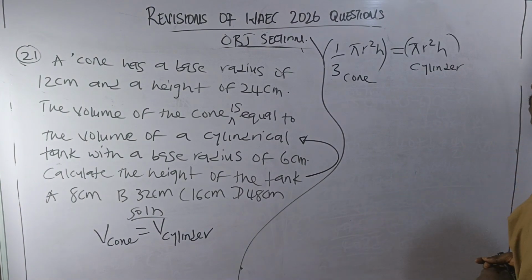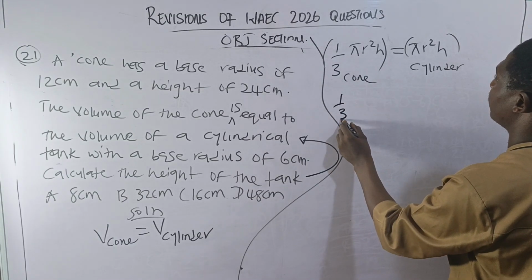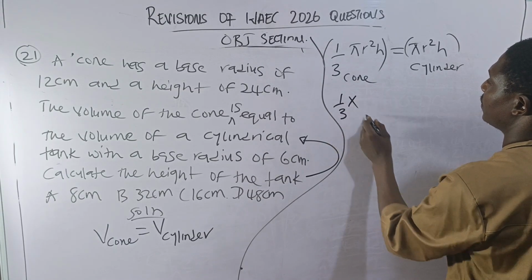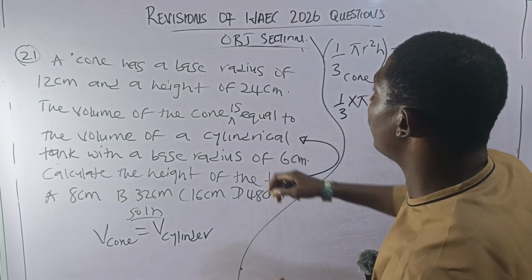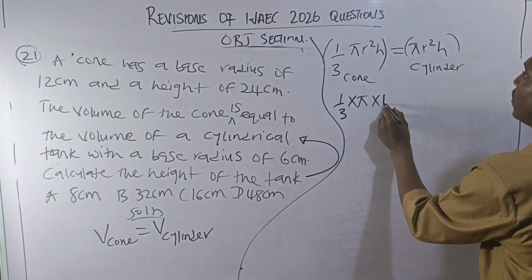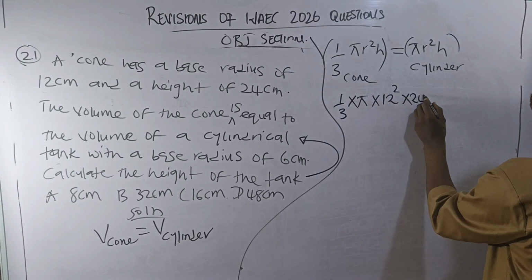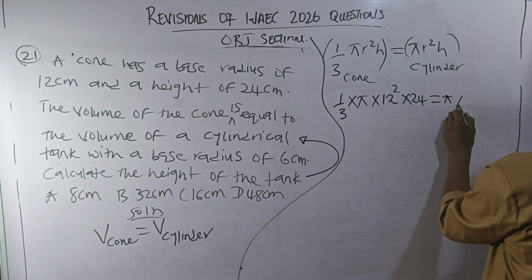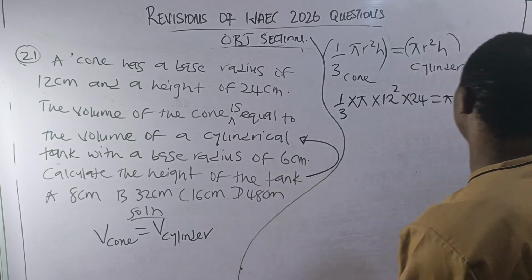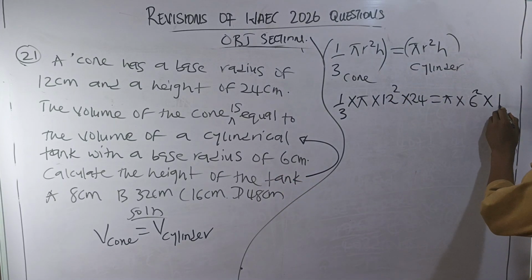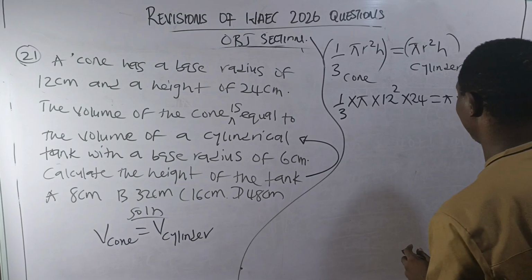Now let's put our information given. This is 1/3 times pi times my radius of the cone. A cone has a base radius of 12. So we have 12 square times the height. The height is 24 equals to pi times the base radius of the cylindrical tank, which is what? 6 cm. So we'll put our 6 square times our height h, which we are looking for. Height of what? Cylinder.